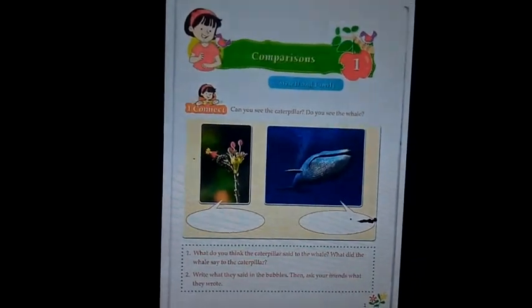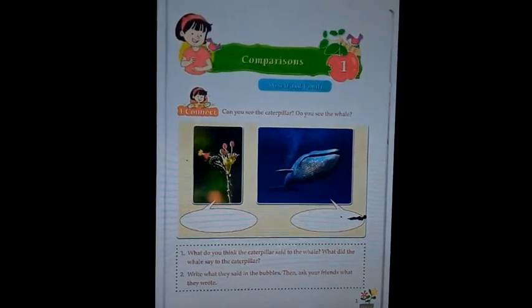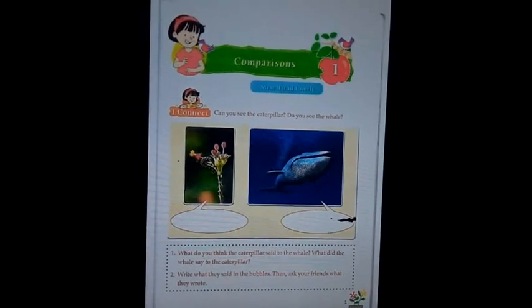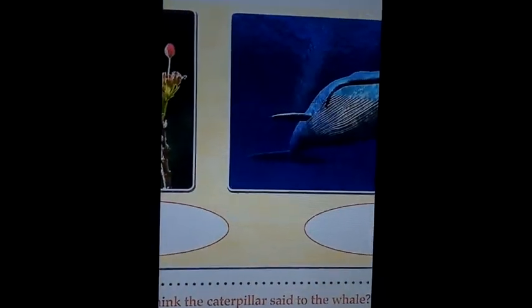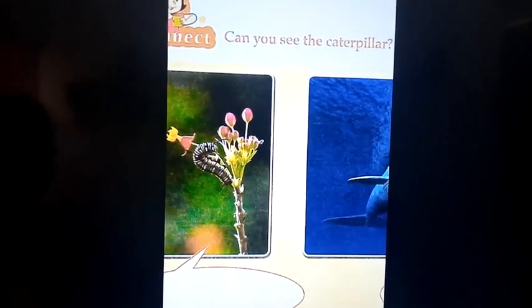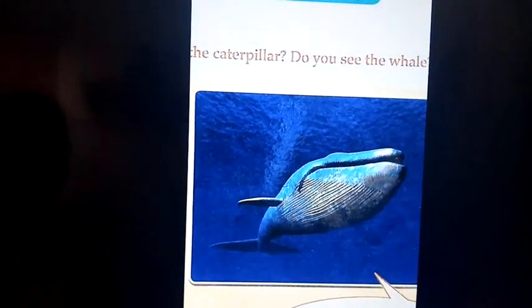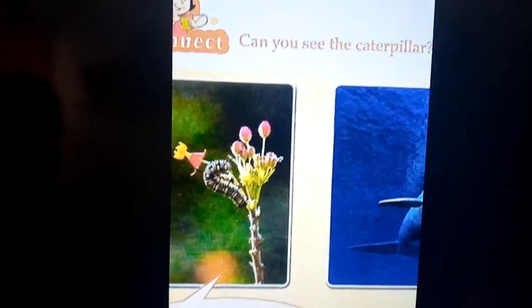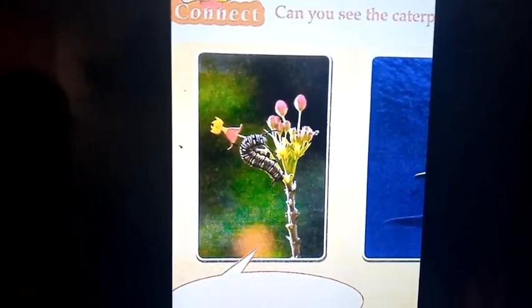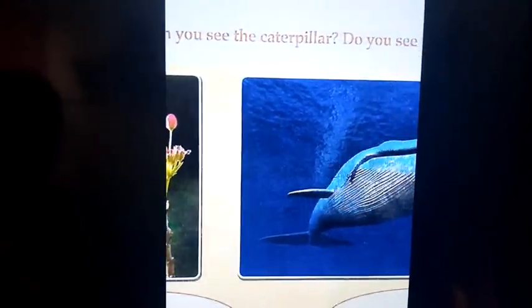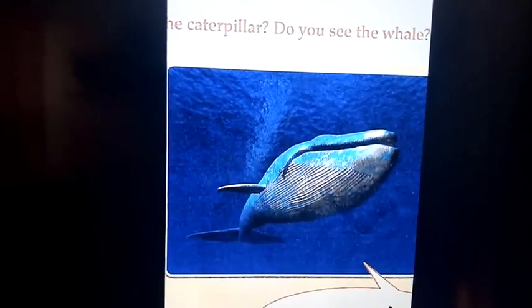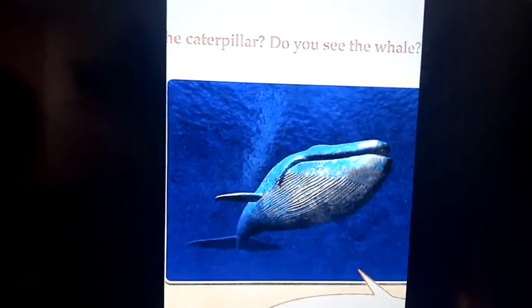As I told you all, I'm going to introduce you to the I Connect section of the chapter, which is this one, as you can see on the board. Now, what is given here is, read out with me. Can you see the caterpillar? Do you see the whale? So you can understand that there are two pictures given. One is of a caterpillar. The another one is of a whale.